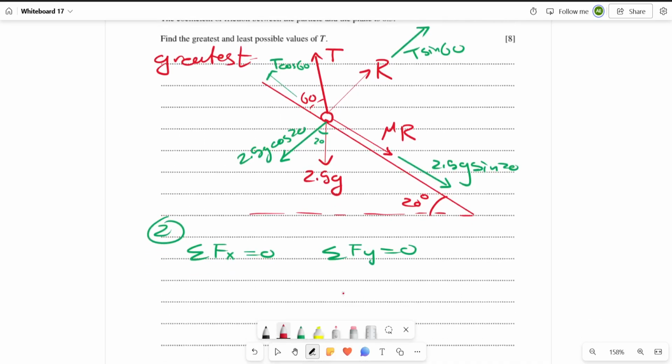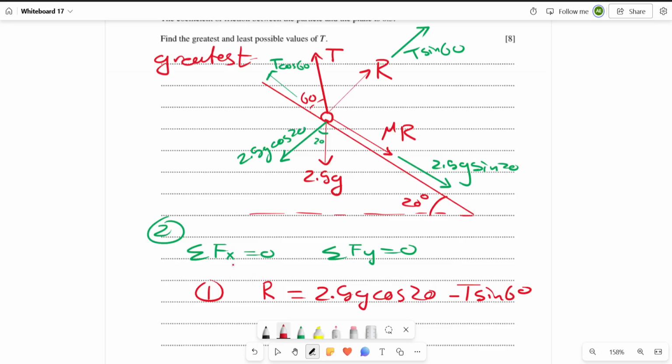Again, as I recommend, always start with sigma Fy equals 0. It's going to help you a lot. Sigma Fy equals 0 means that the forces in the y direction are balanced. So the 2 upward forces are equal to this downward force. Let's write that. We're going to have R plus T sine 60 equals the downward force, which is 2.5 g cosine 20. Over here, I can move this T sine 60 to the other side. It becomes minus T sine 60. And over here, I'm just going to have R. So this is going to be the first equation.